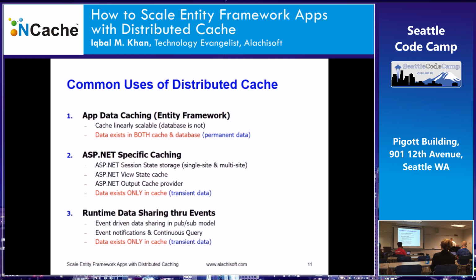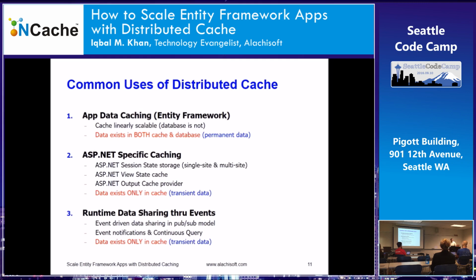So it's like a pub-sub environment where you can put the data in the cache and use events to asynchronously share data across multiple applications or even across the same application but multiple users. These three use cases have some things in common. Of course, this is all in memory and scalable, which I talked about. But there are some things which are different.